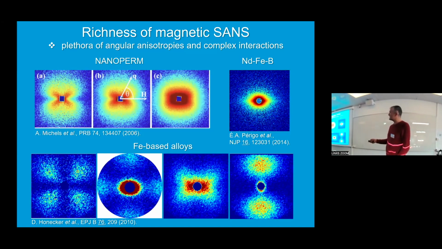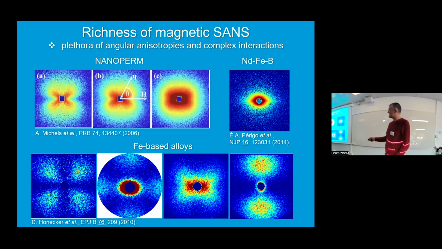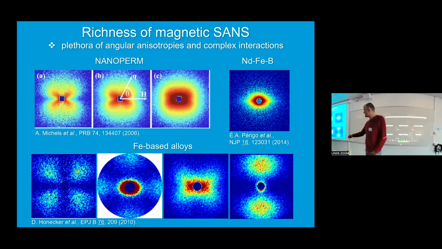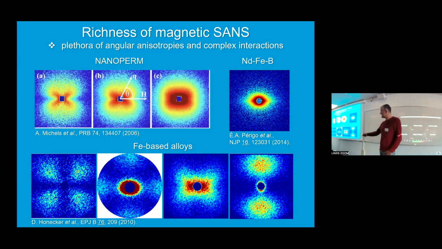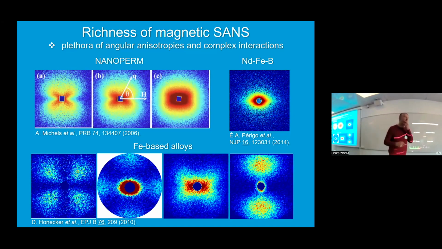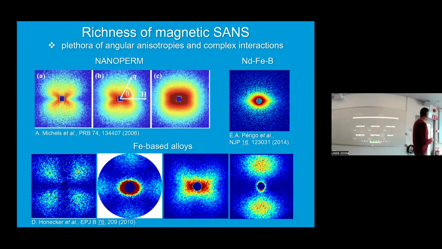Here you have a few other results on iron-based alloys. That's a typical scattering pattern at the saturation. That's non-spin flip scattering. That's the scattering in the spin flip channel at saturation. You see a sine square, cosine square signature. And that is also a particular anisotropy that you observe in saturation in these alloys when the ratio of nuclear to magnetic scattering takes on a certain value.